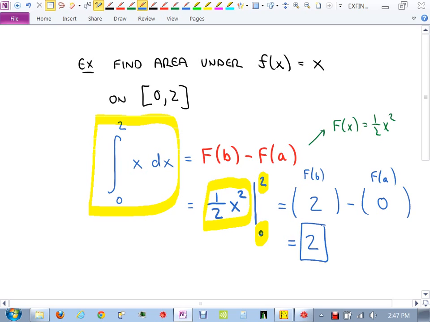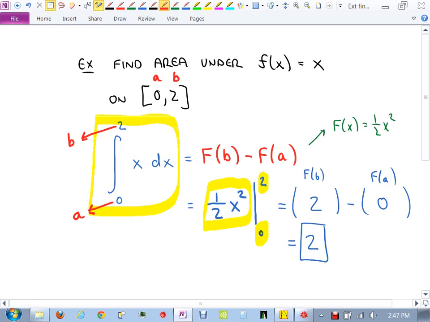On top, yes. Yeah, I should probably label this over here. This is your B, this is your A. Or if you want, A and B are the endpoints of the interval, 0 and 2 up there.